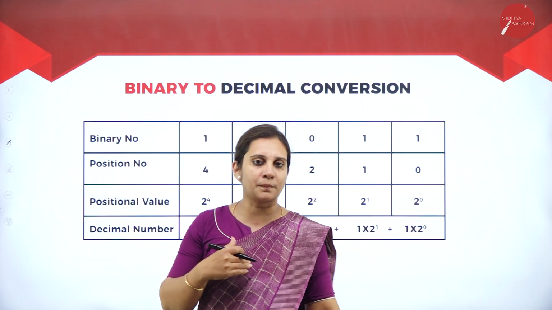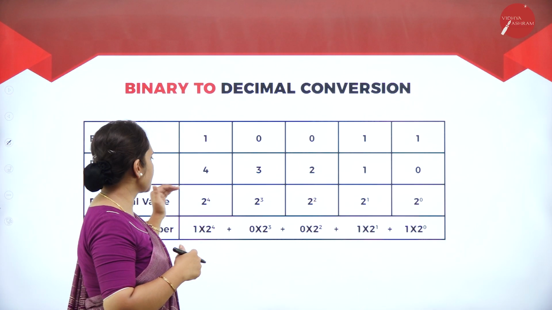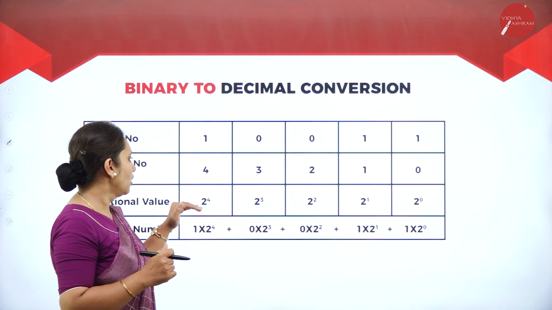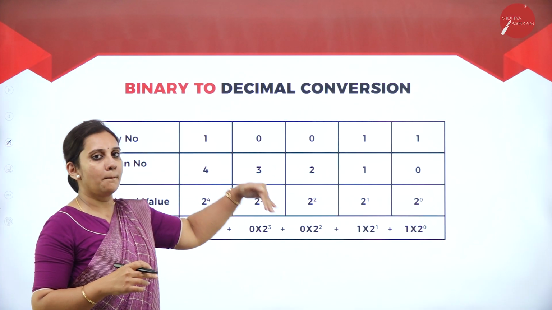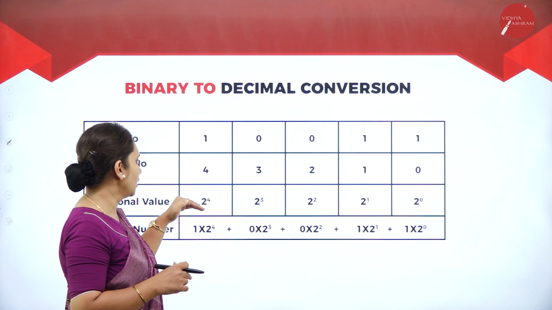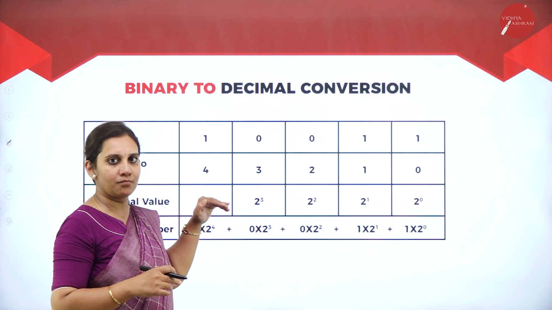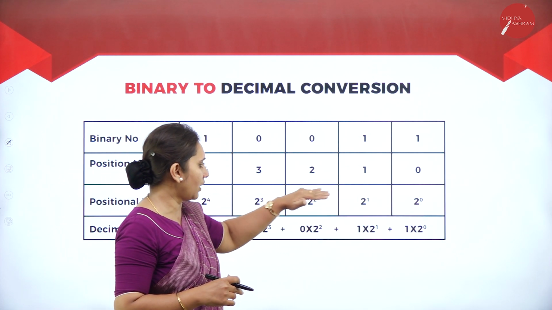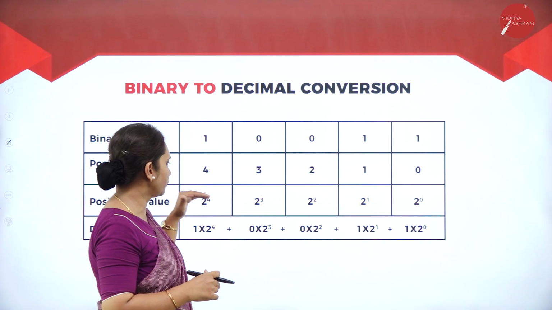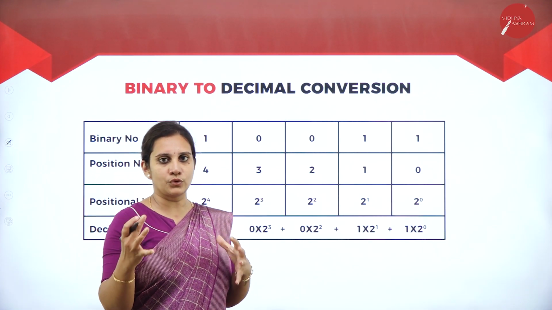So, when it comes to the position of the number, what will the position value be? Why is 2 here? Because I am converting from binary to decimal. So the base number 2 is used: 2 to the power of 0, 2 to the power of 1, 2 to the power of 2, 2 to the power of 3 and 2 to the power of 4.